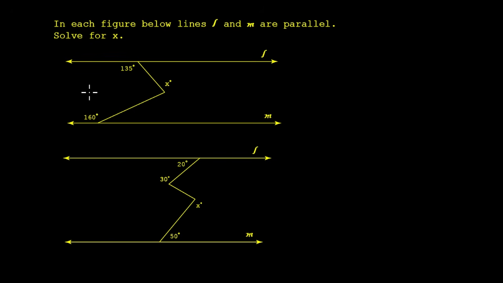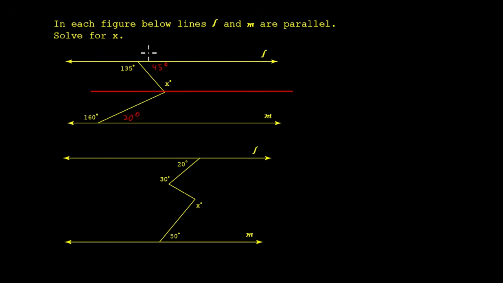So the way you attack these things is you put another parallel line in here, and then we see if this is 135, then this is 45, because 135 plus 45 adds up to 180. If this is 160, this is 20, because again, we get 180.